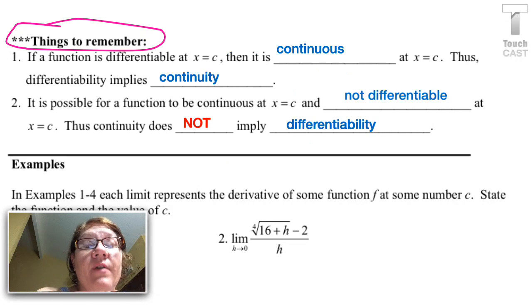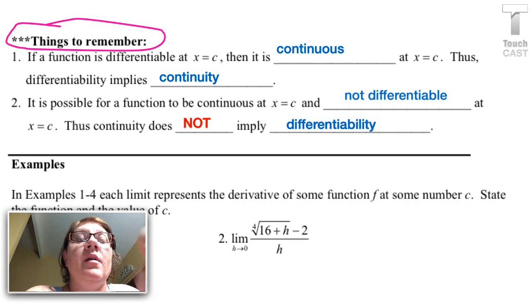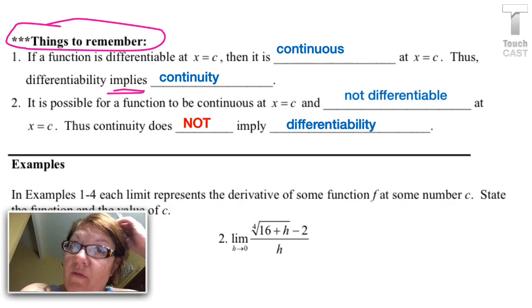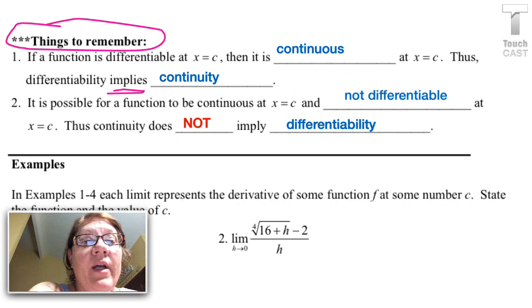So if a function is differentiable at x equals c, then it is continuous. So therefore, differentiability implies continuity. But it does not work the other way around. It's possible for a function to be continuous and not differentiable. So continuity does not imply differentiability, and here's why.